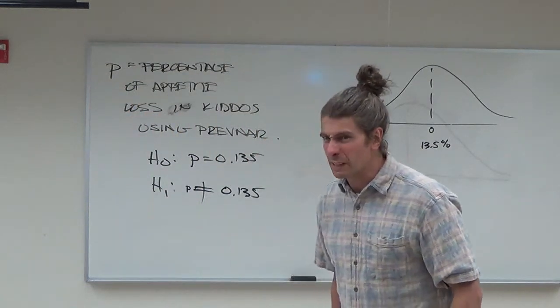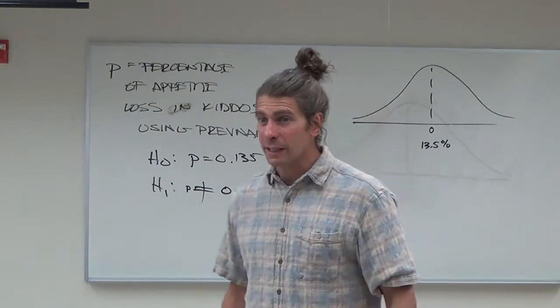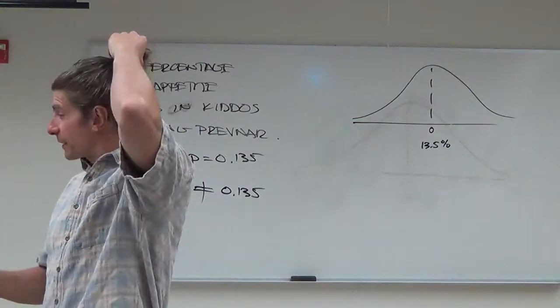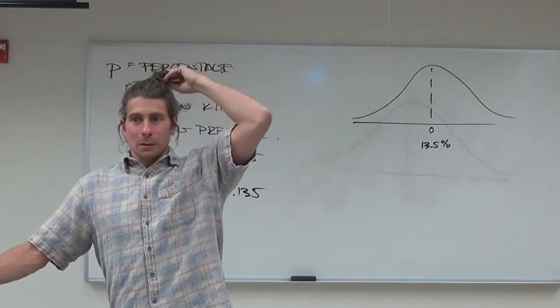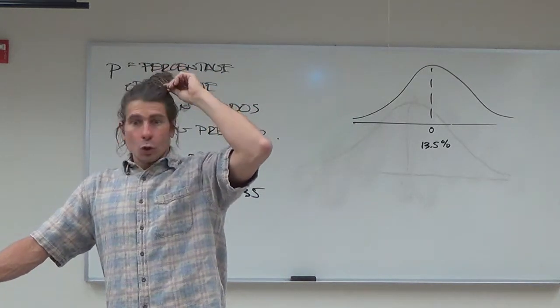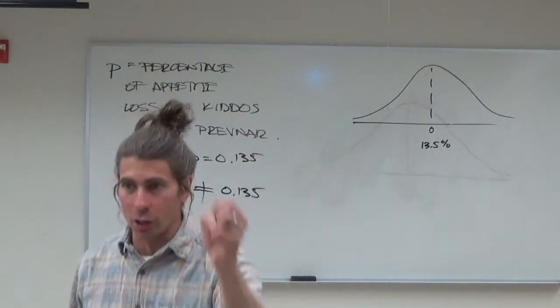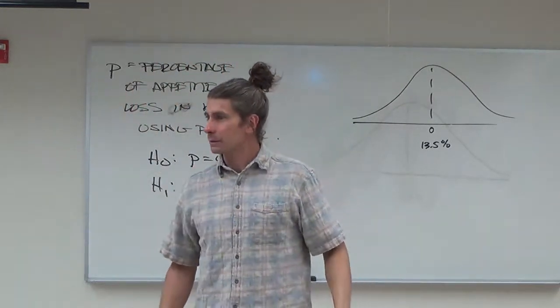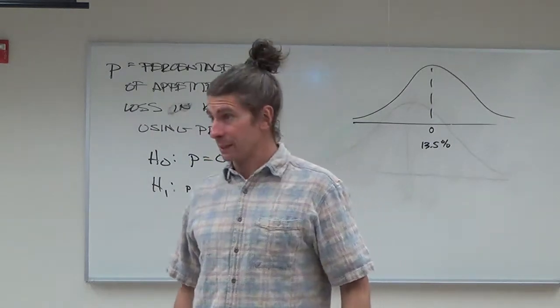Good! So what's a type 1 error? Contextually saying? Good! Saying the rate of appetite loss changed when it didn't. Okay. What's a type 2 error? Saying it does not cause a change of appetite, when in fact it does. Yes. So in other words, missing it.